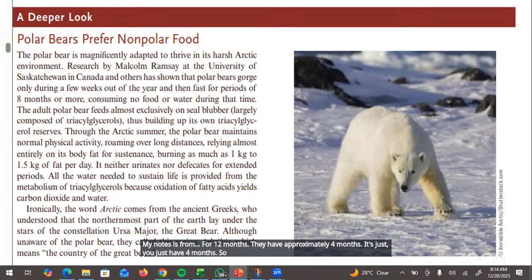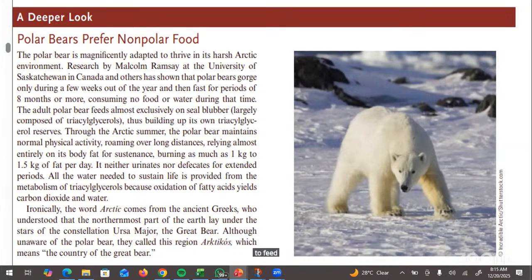So this 4 months is what they use to feed. And what is the nature of their feed? The polar bear is magnificently adapted to thrive in the harsh Arctic environment.